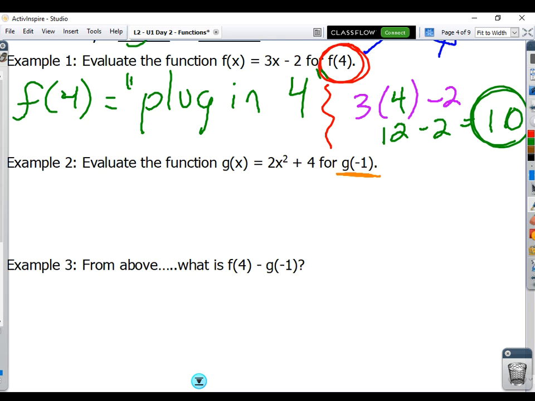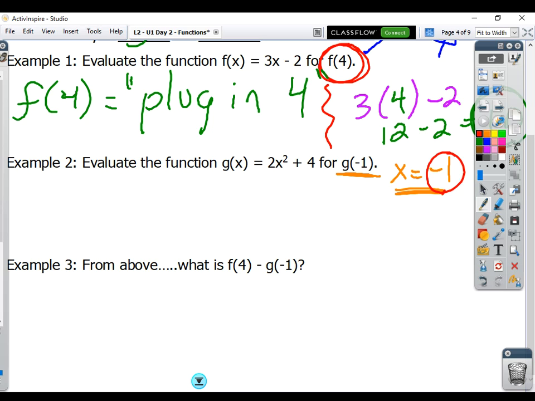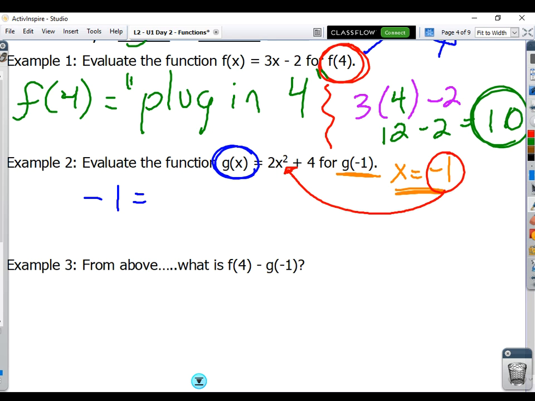So for this one, g of negative 1, again, it's telling you what x equals. x actually is negative 1. And so that's saying, hey, plug negative 1 in for x. Exactly what it says there is what we need to do. Now, I'm going to show you the mistake that people often make. They try to use this part and think, oh, negative 1 equals 2x squared plus 4. That is completely wrong.